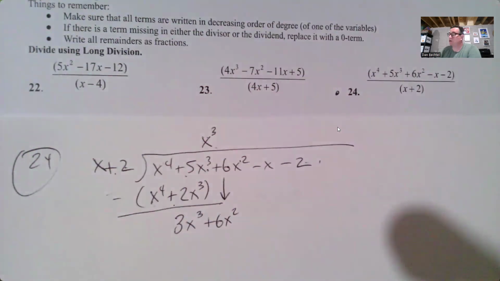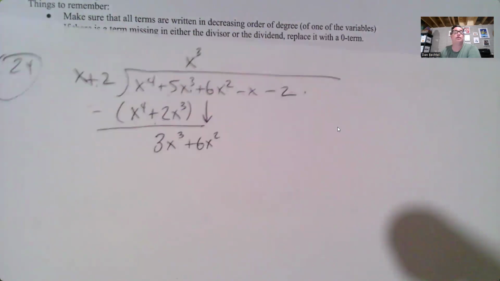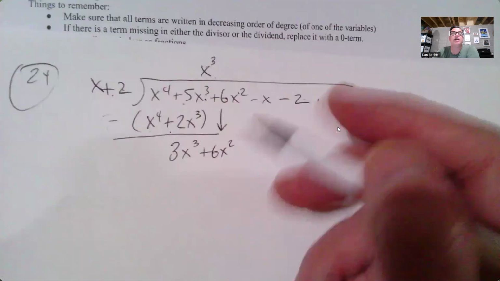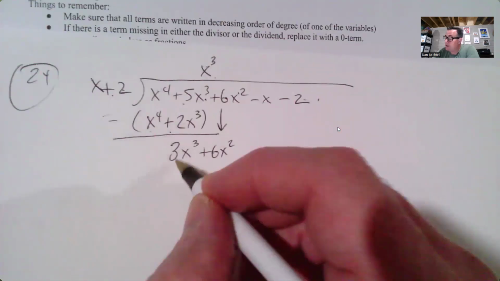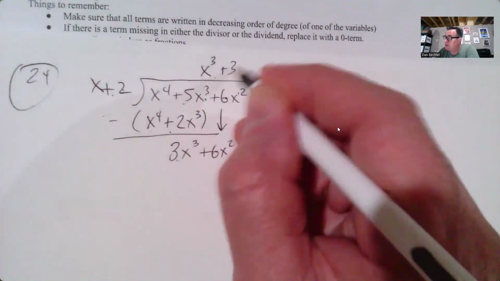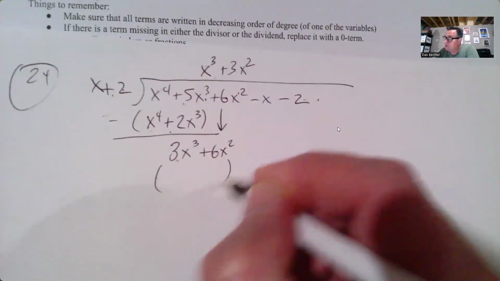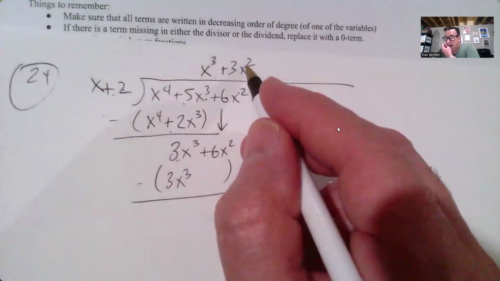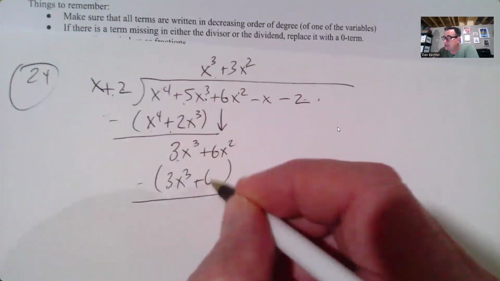Now I'm just going to keep going across and doing this, and I'll talk about why I'm doing it the way that I am as I do it, but I'm going to be a little bit less descriptive. I'm just going to show you what's happening. Now I got to cancel a 3x to the third times the x, so I'm going to do this times a 3x squared. We'll be subtracting that off, so 3x squared times x is 3x to the third. 3x squared times 2 is 6x squared.